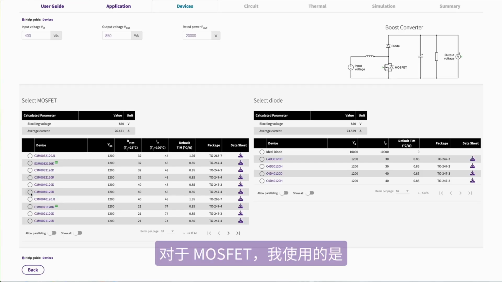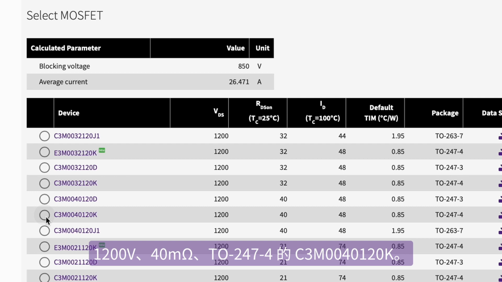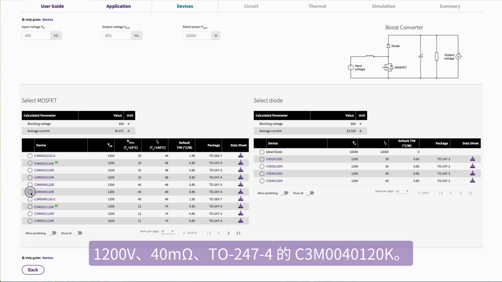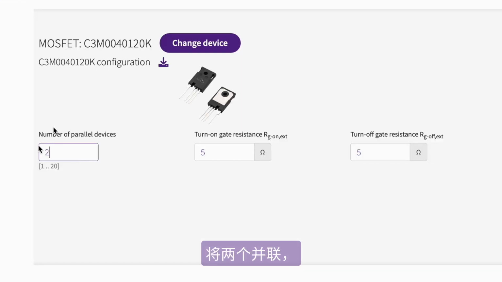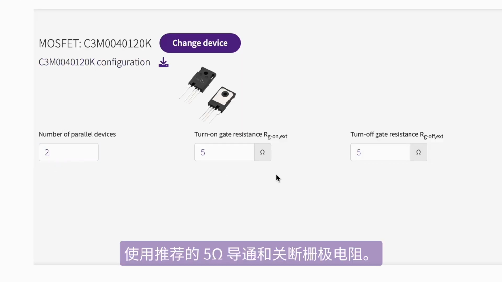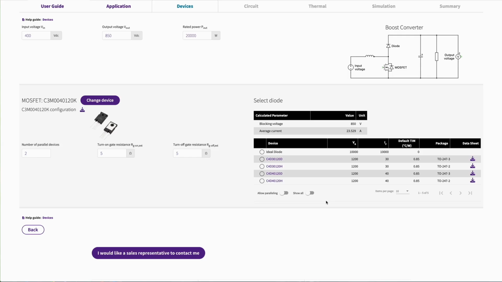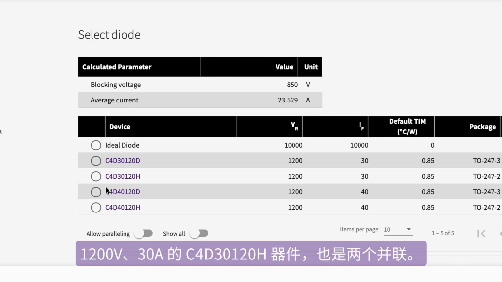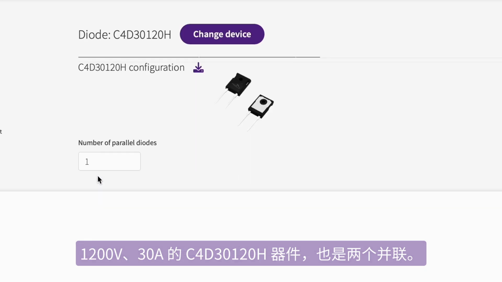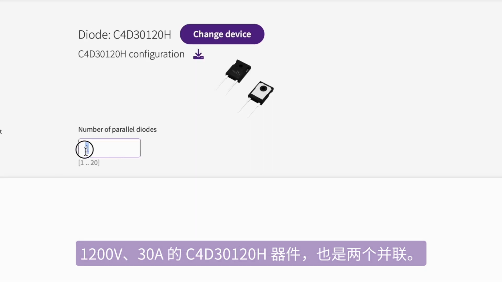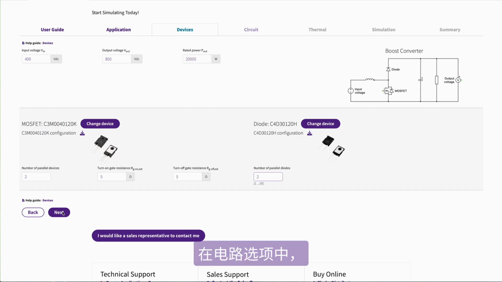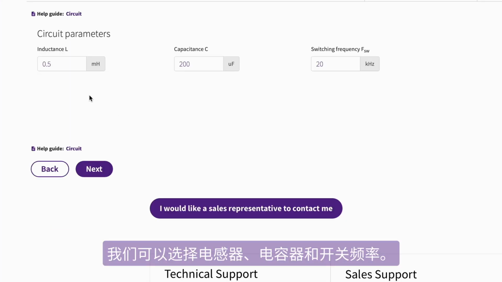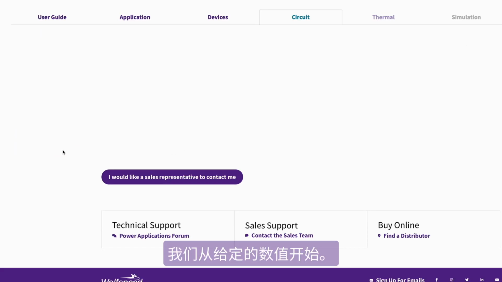For the MOSFET, I'm using the 1200-volt 4-pin TO247 4-pin C3M0040120K, putting two in parallel and using the suggested gate resistors of turn on and turn off for 5 ohm. And for the diode, I'm choosing the 1200-volt 30 amp device C4D30120H, also two in parallel. In the circuit tab, we can choose the inductors, capacitors, and the switching frequency. Let's start with the given value.